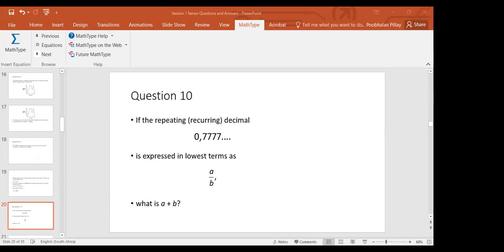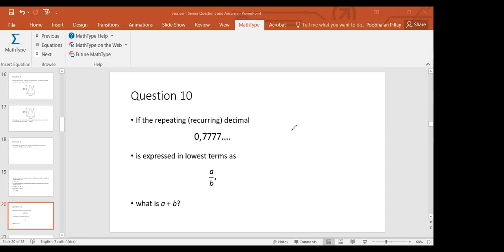Okay, now we go to question 10. The question says, if the repeating decimal 0.77777 and so on is expressed in lowest terms as a over b, the question is, what is a plus b?